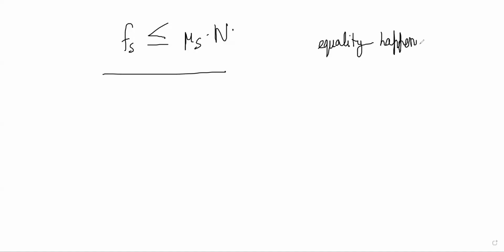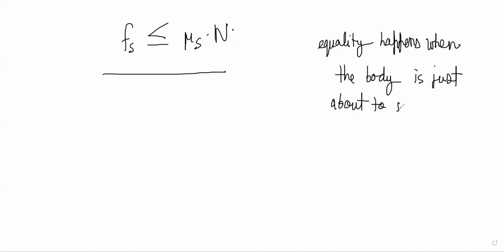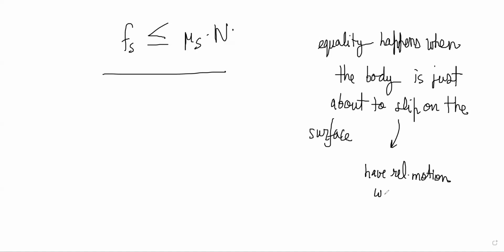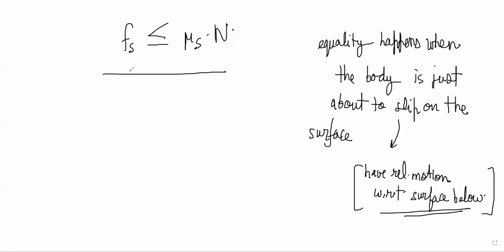when the body is just about to slip on the surface. And you need to be very careful about what you mean by the word slip. Slip means having relative motion with respect to the surface below. If it has relative motion with respect to the surface below, then that is your slipping. So static friction values are always less than or equal to mu_s times N.